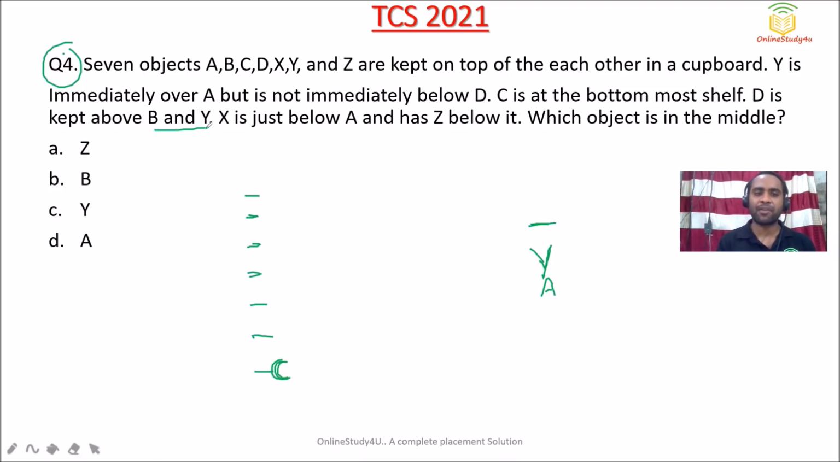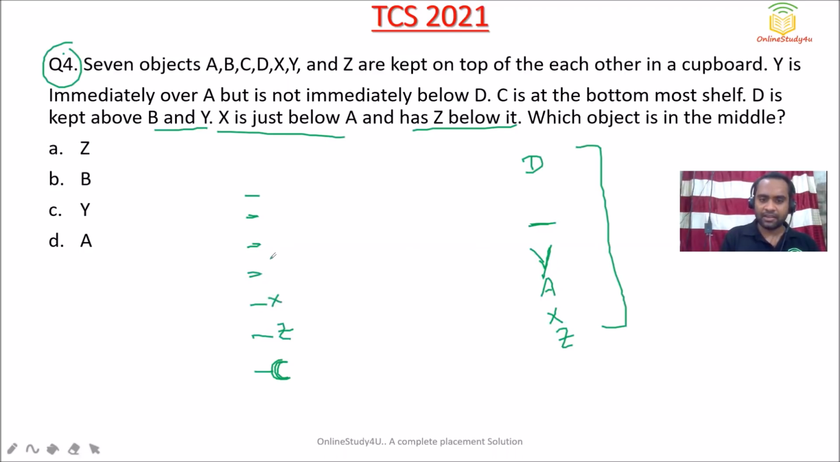D is kept above B and Y. So somewhere B will come here. Then X is just below A and has Z below it. So X is just below A and below X, Z is there. So what I will do, I will try this. So X, Z, A, Y.